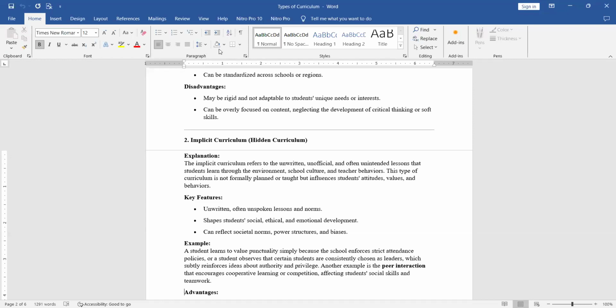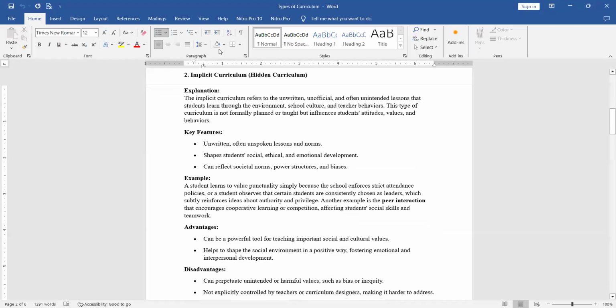Key features: unwritten. They are not written down like in a formal curriculum or the explicit curriculum. Often unspoken lessons and norms. Shapes students' social, ethical, and emotional development. Can reflect societal norms, power structure, and biases. A student learns to value punctuality simply because the school enforces strict attendance policies.